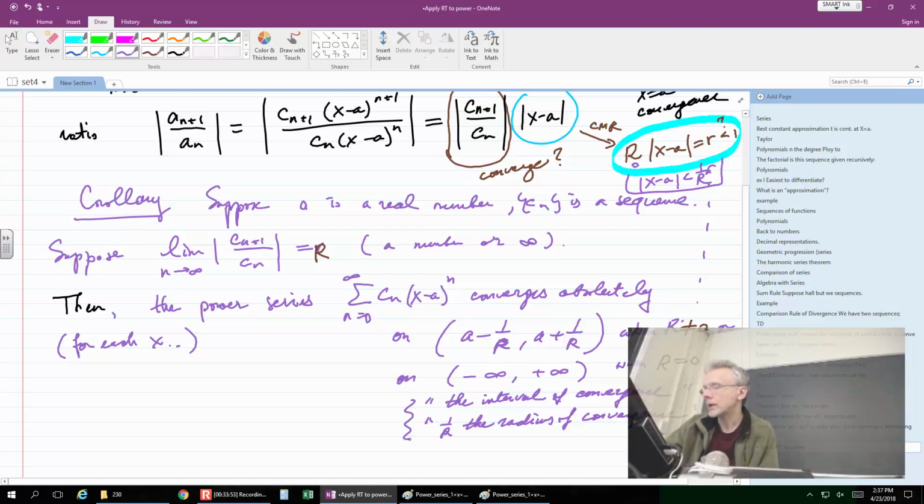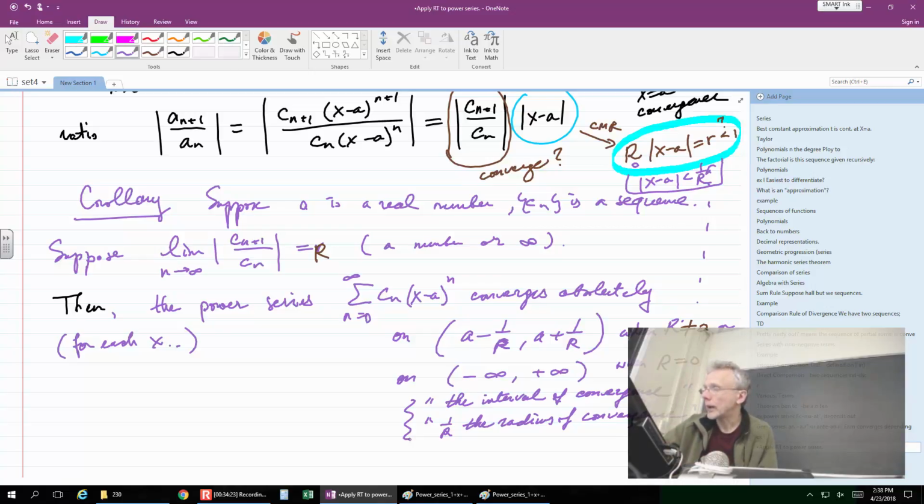Okay, so to classify the power series, we're going to use this language. And so the two examples that we had: the interval of convergence was negative infinity to infinity for the exponential function, and the other function was from negative 1 to 1. Including the endpoints, if you include the endpoints. Okay.